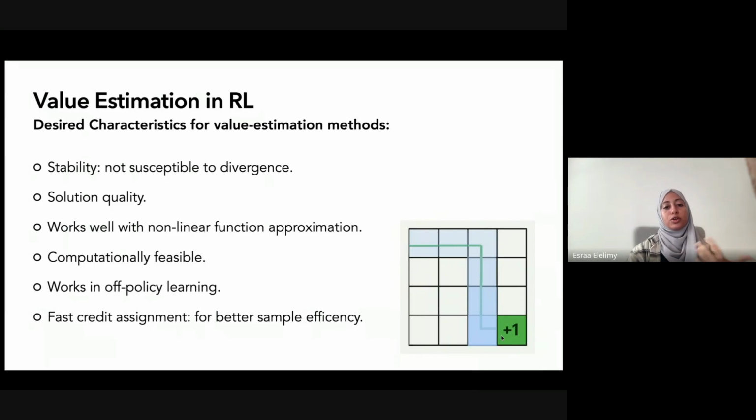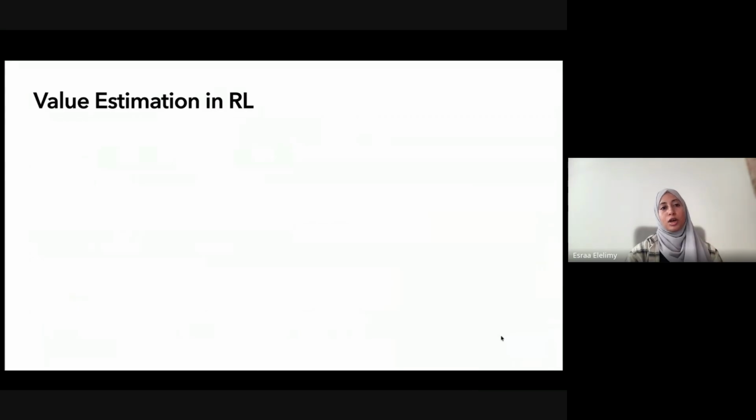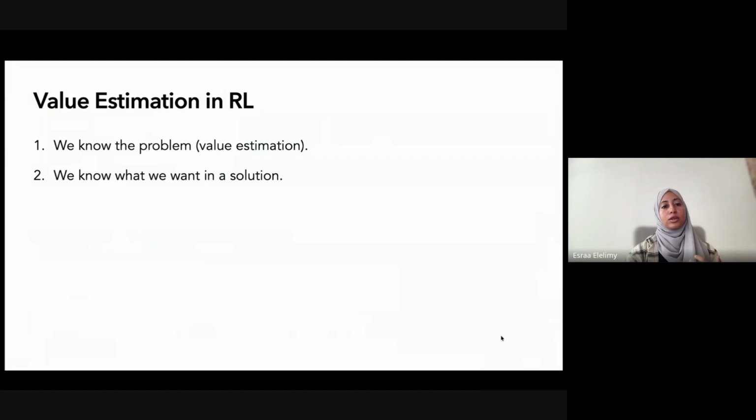And of course, this will be good for sample efficiency. So we have a long list of characteristics that we want, and let's see what we can do with that. Okay, so we know the problem that we're trying to solve, which is this value estimation problem. And we also know what we want in a solution.